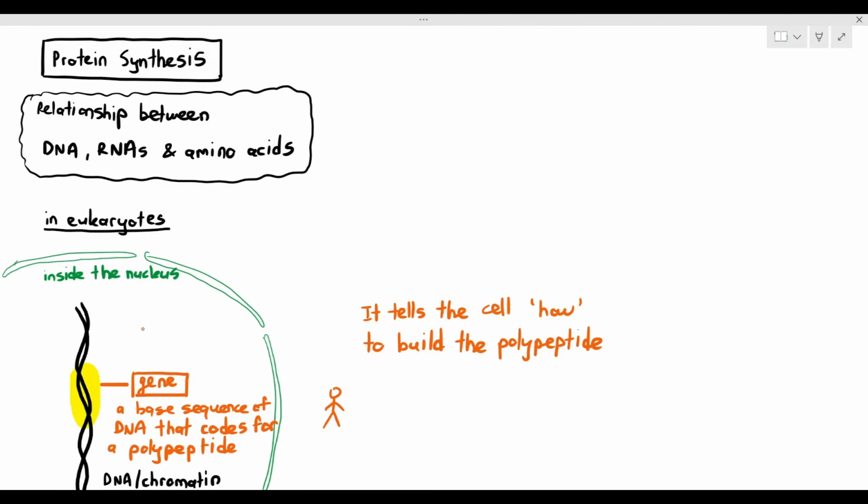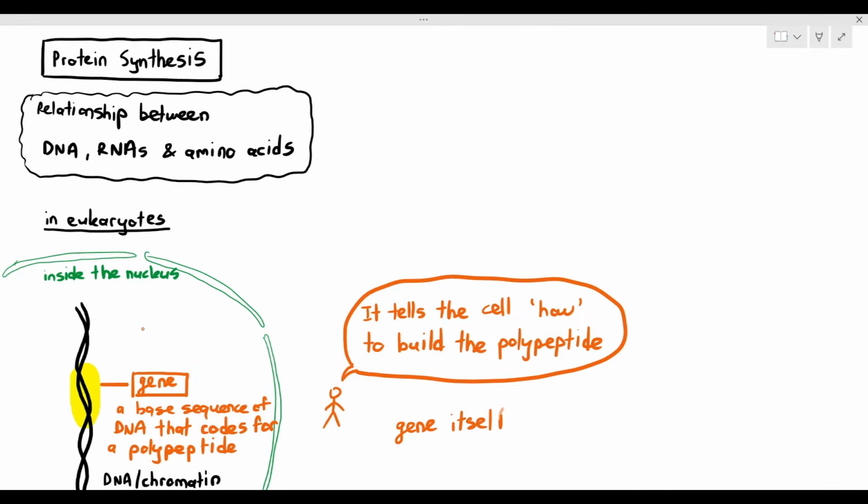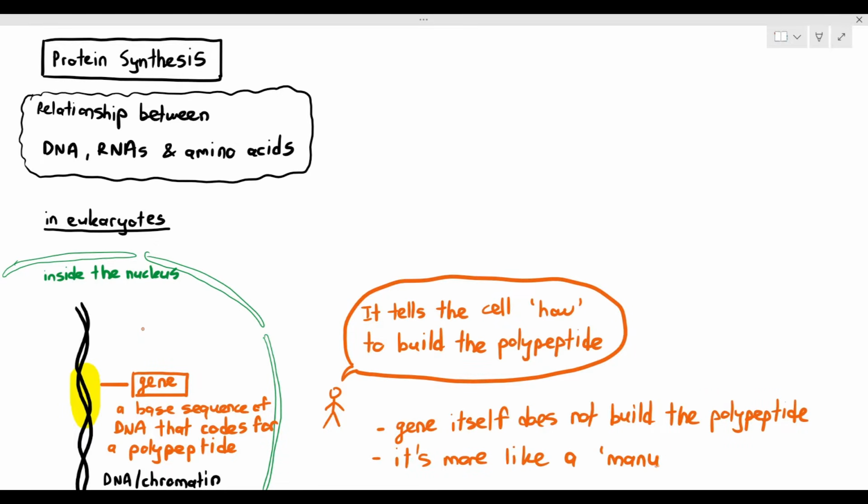No, that is wrong. That definition is technically wrong because the gene itself does not produce the protein. The gene tells the cells how to build a polypeptide. That is a very important thing to know. It is more like a manual, okay?